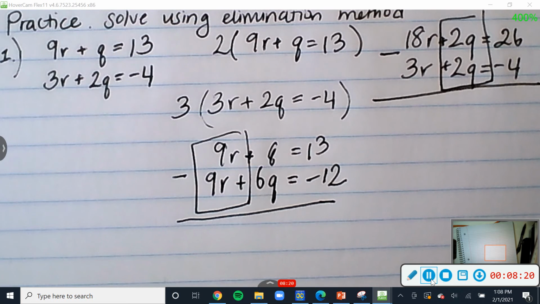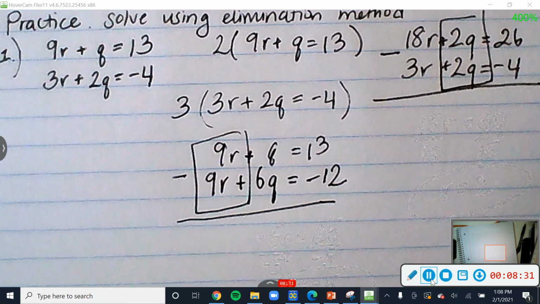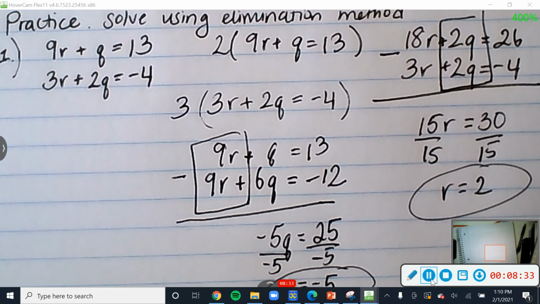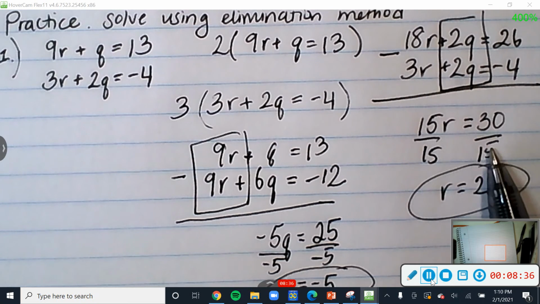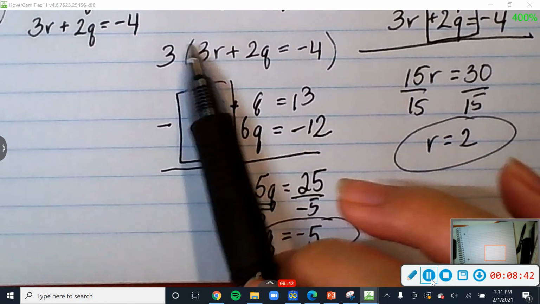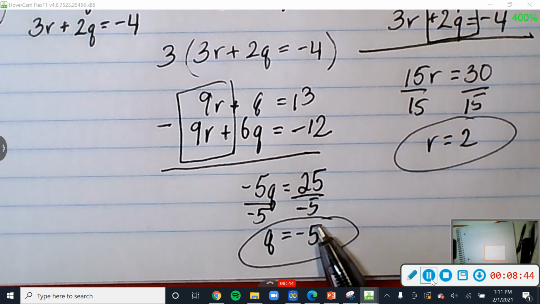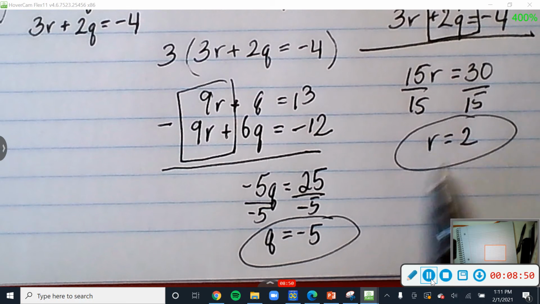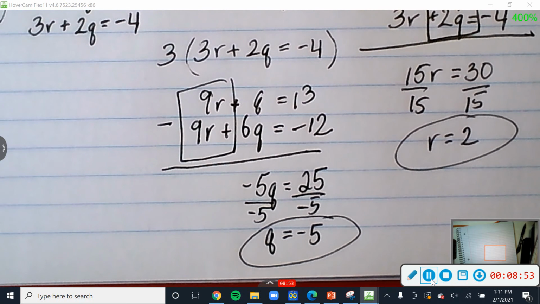Now pause the video, try to solve both r and q on your own, and then answer the multiple choice question. So I've already gone ahead and solved both of these equations. Over here, I subtracted them and I solved for r. We got r equals 2. And for the second version, if you did it this way, you should have solved for q, and we got q equals -5. Again, after you do either one of these methods, you would plug it in and solve for the other variable. But our 2 answers are that r equals 2 and q equals -5.